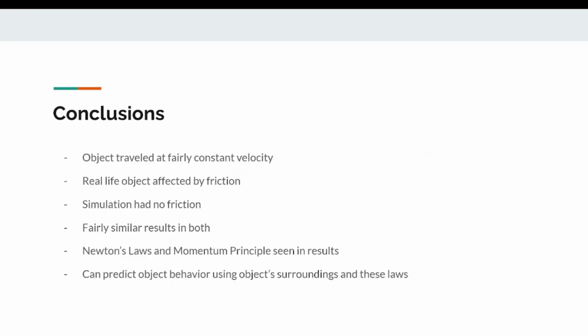So some conclusions that can be drawn from all this are that the objects traveled at fairly constant velocity, and the real-life object was affected by friction while the simulation wasn't. There were fairly similar results in both, and Newton's laws and the momentum principle can be seen in both results. And from all this, you can predict object behavior using object surroundings and these laws.